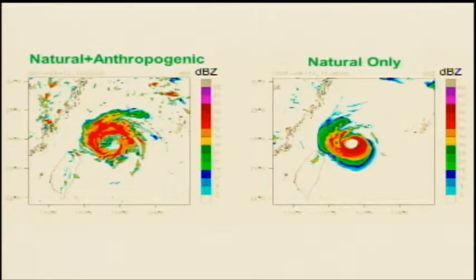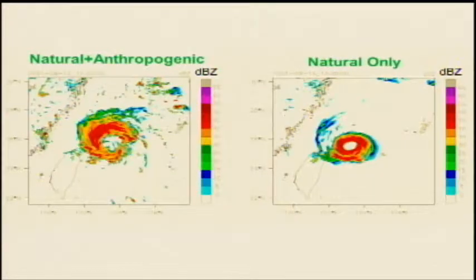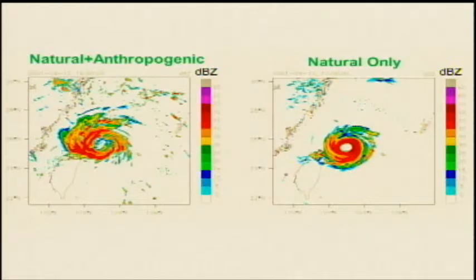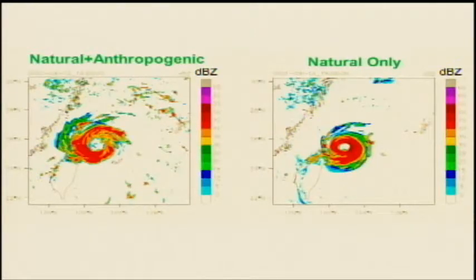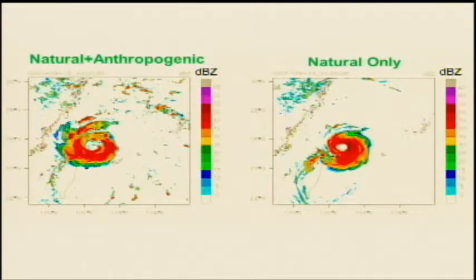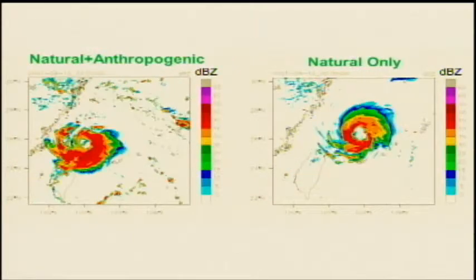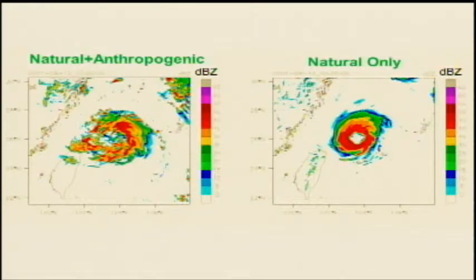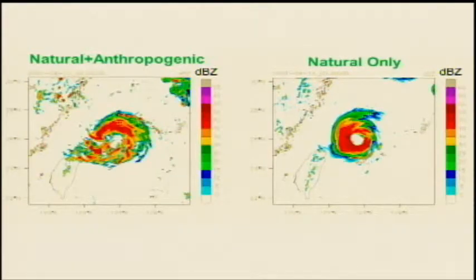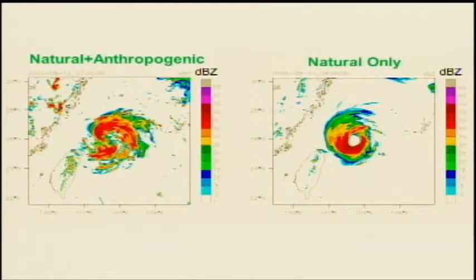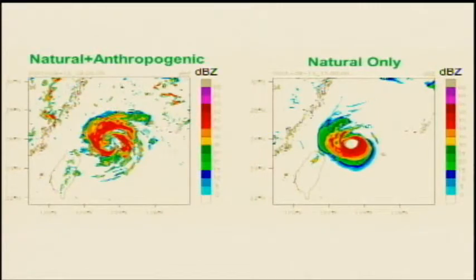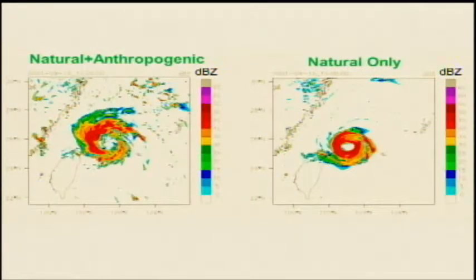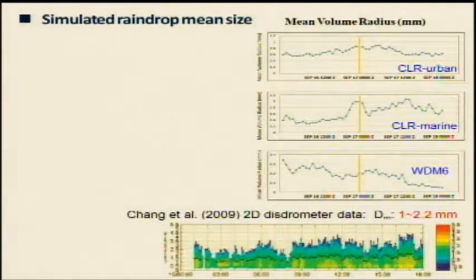We see that the structure of the typhoon varies with aerosols. This is natural aerosol, and this is including the anthropogenic aerosol. You can see the difference in structure. And not only the structure, but also the strength and even the direction of movement can be affected by the aerosol in some cases. But I won't show you the detail today. If you are interested, we can talk about it maybe tomorrow in the breakout session.